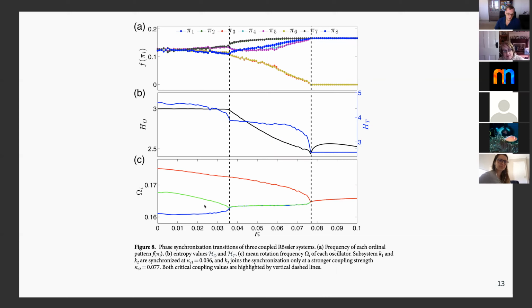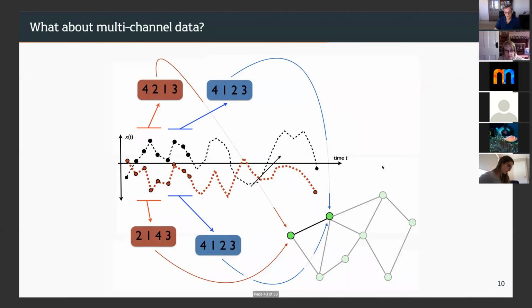And the phase synchronization of my 3 oscillators. So here I've got 3 oscillators with different rotational frequency. 2 of them become locked, and then the third becomes locked here. So these change points are where the oscillators become locked, and at those change points, the entropy drops. Right? So again, exactly what I described by waving my hands back here is happening.